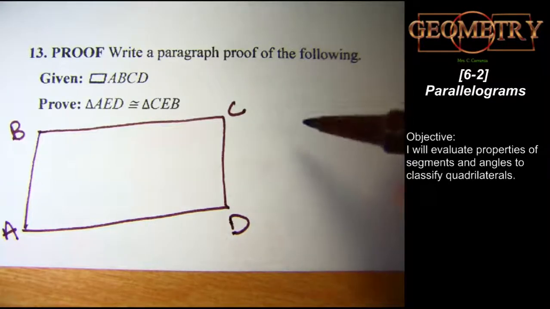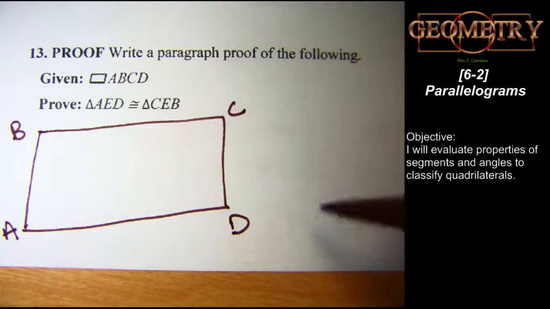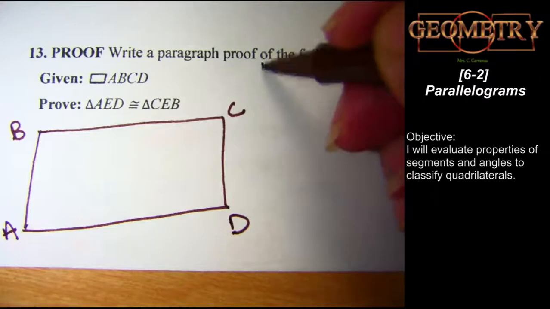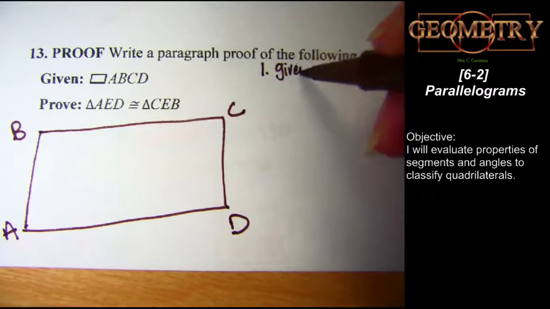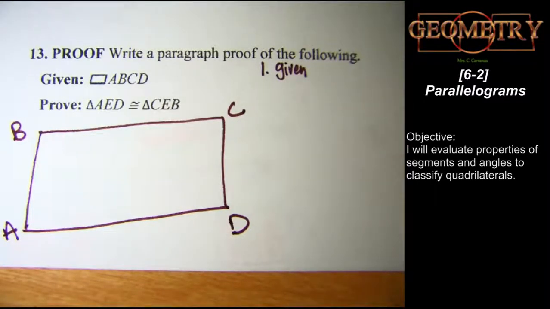All right, I'm going to keep a quick outline of the statements we're making to make the paragraph proof writing easier at the end. So the first thing we did was we talked about the given, and we drew it. All right, let's look at the proof.